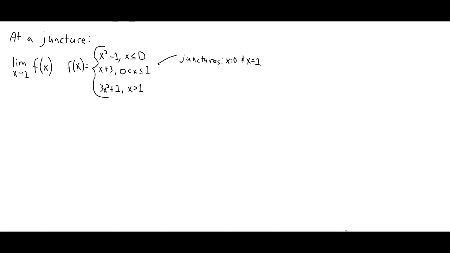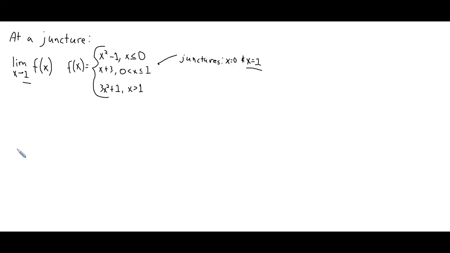Let's look at one more example of a piecewise limit at a juncture. So we have the same function as before, right? X squared minus 1 for x less than or equal to 0, x plus 3 for x greater than 0 and x less than or equal to 1, and 3x squared plus 1 for x greater than 1. So same junctures, x equals 0 and x equals 1, but now we're looking for the limit of f of x as x approaches 1. Before it was as x approaches 0, now it's 1. So again, we're at a juncture, right?